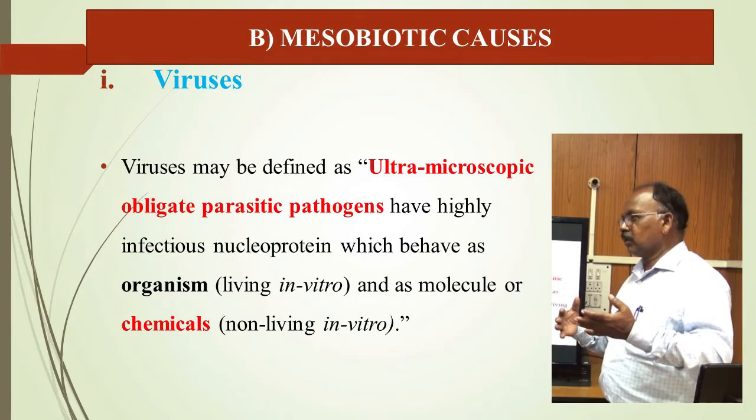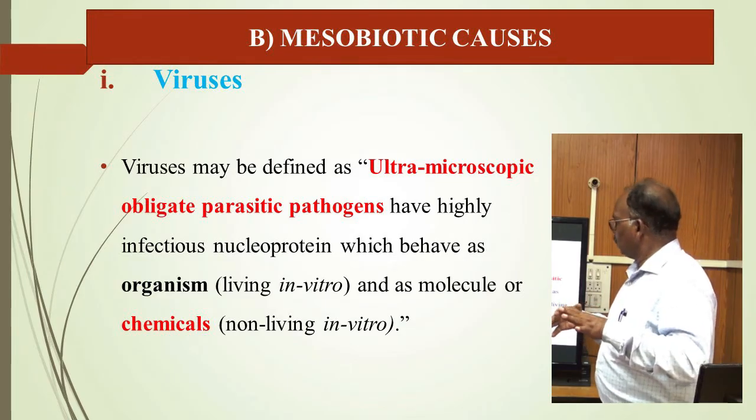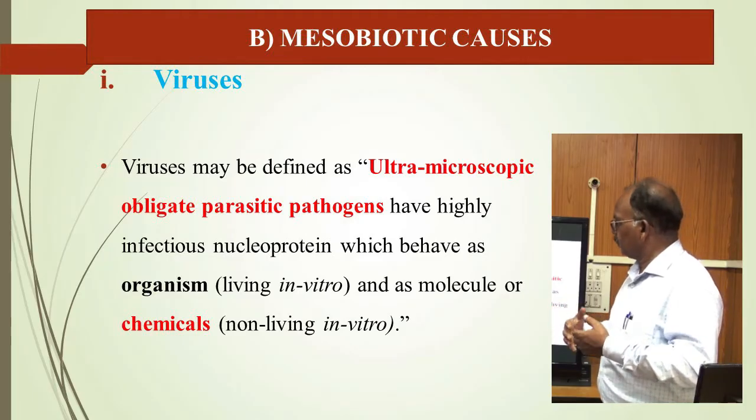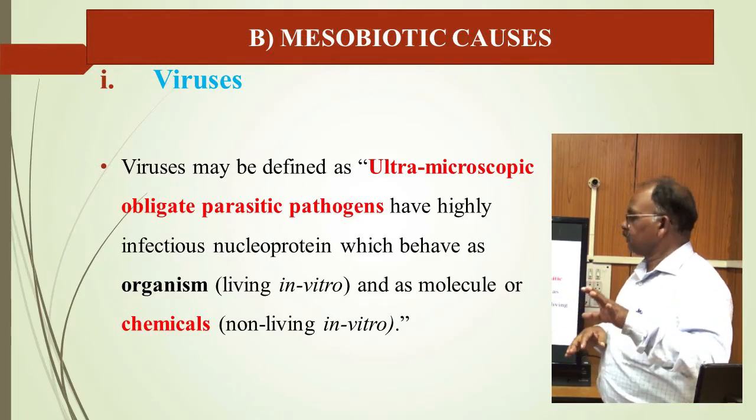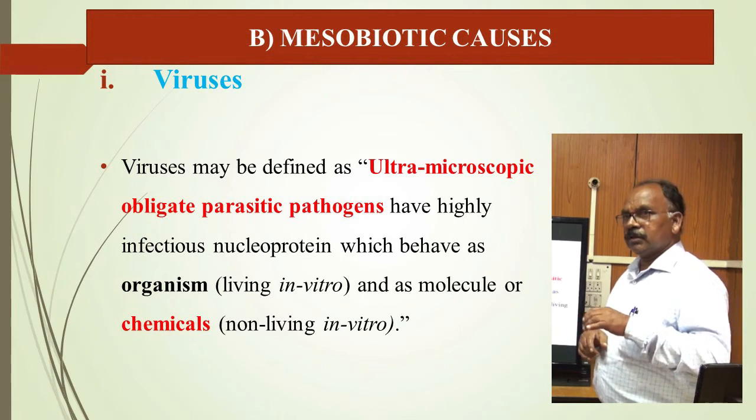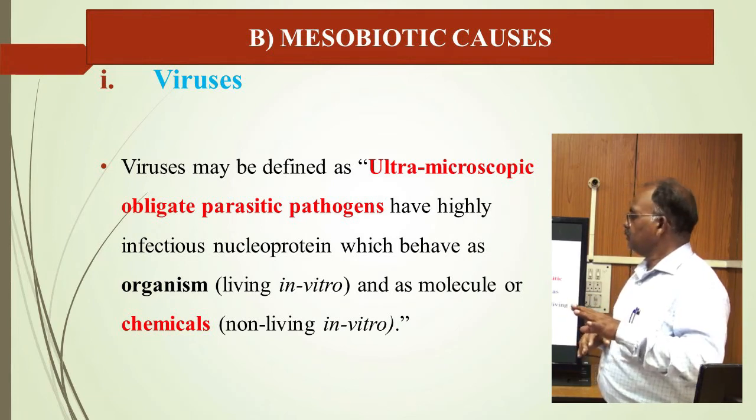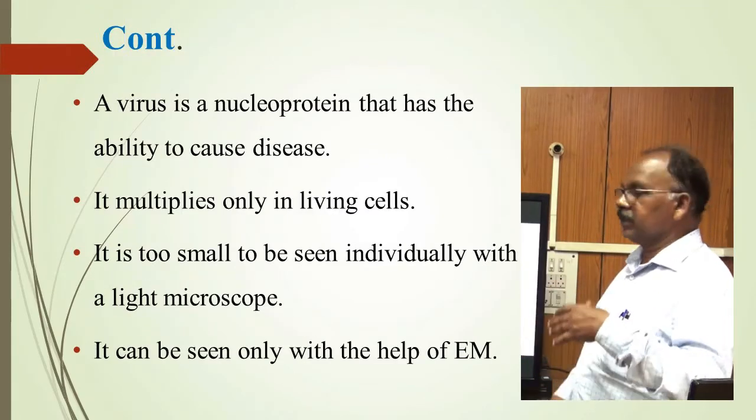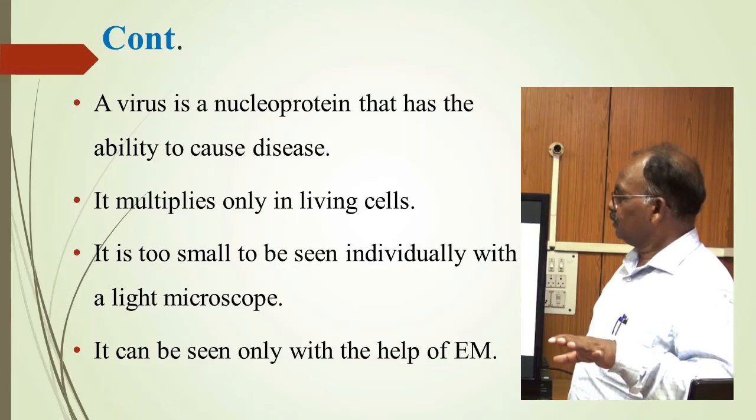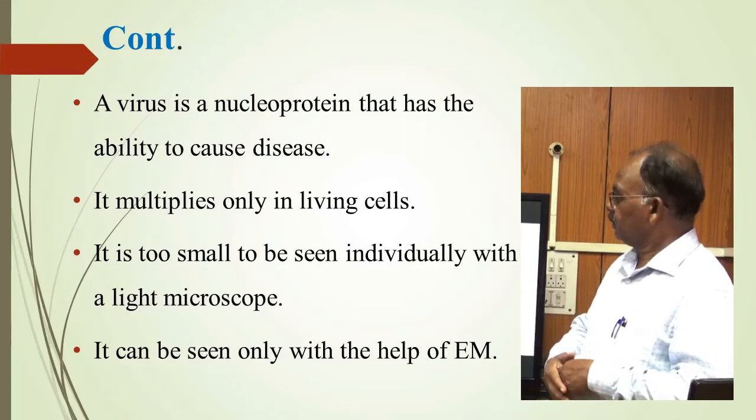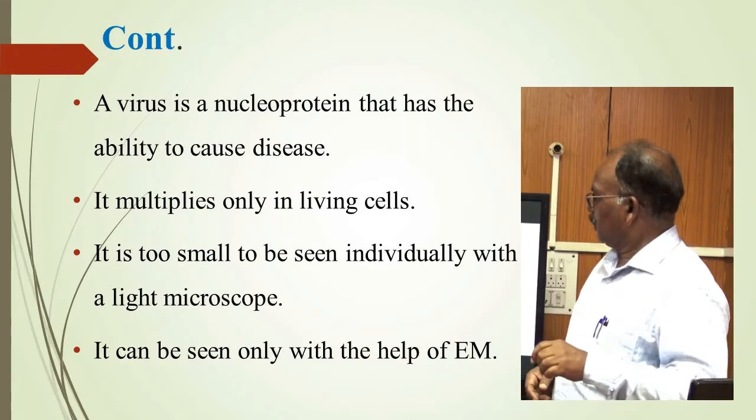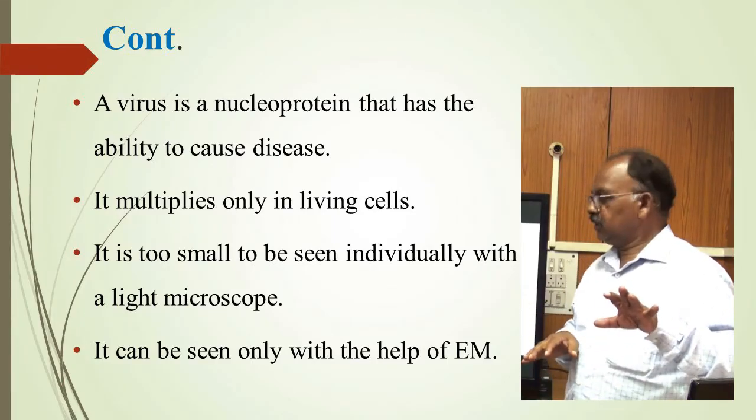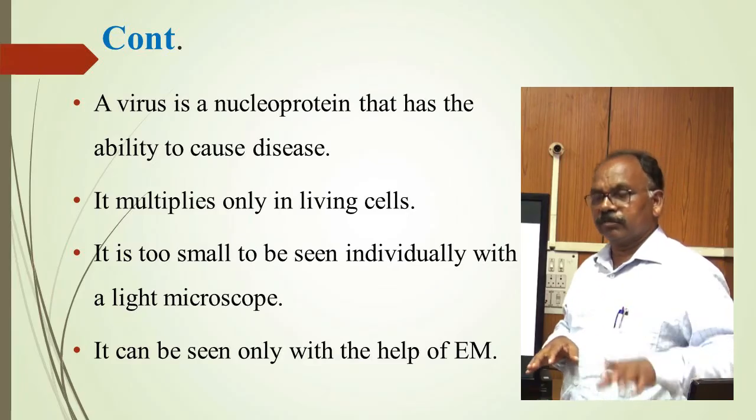An obligate parasite is an organism which multiplies only in living cells. Nucleoprotein, infectious nucleoprotein. A virus may be defined as nucleoprotein. The virus is a nucleoprotein that has the ability to cause disease. It multiplies only in living cells. It cannot be seen with a light microscope. It can be seen only with the help of an electron microscope.